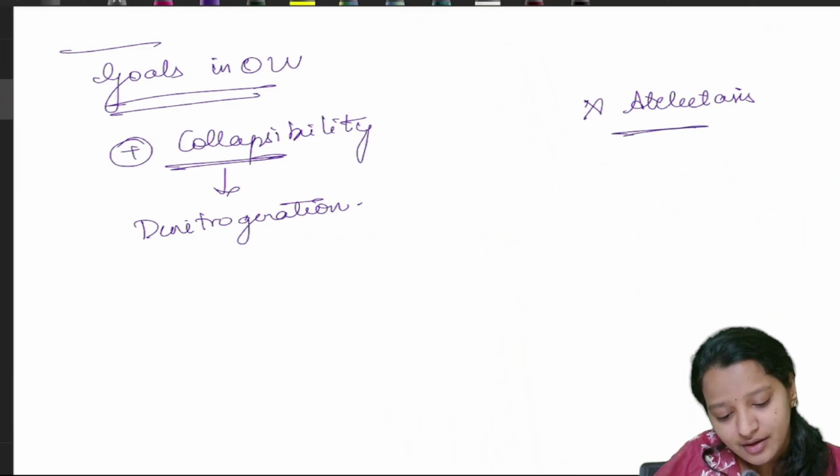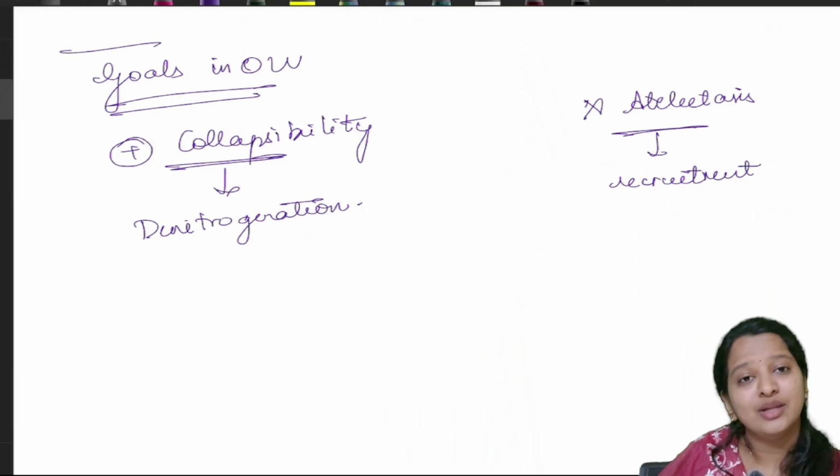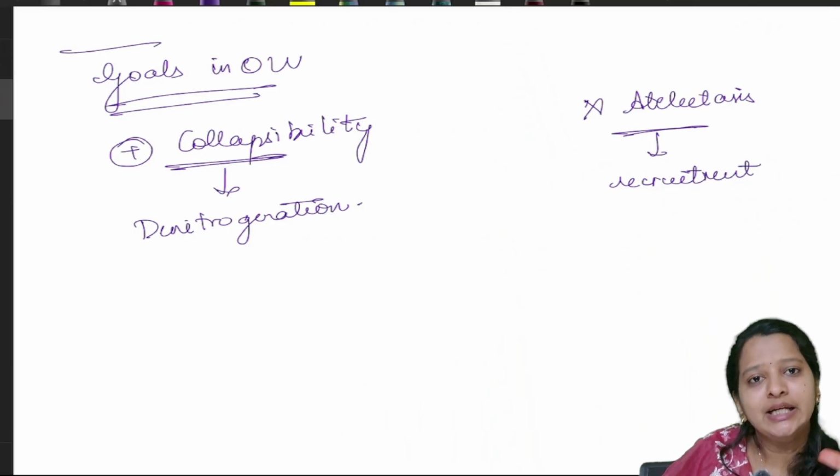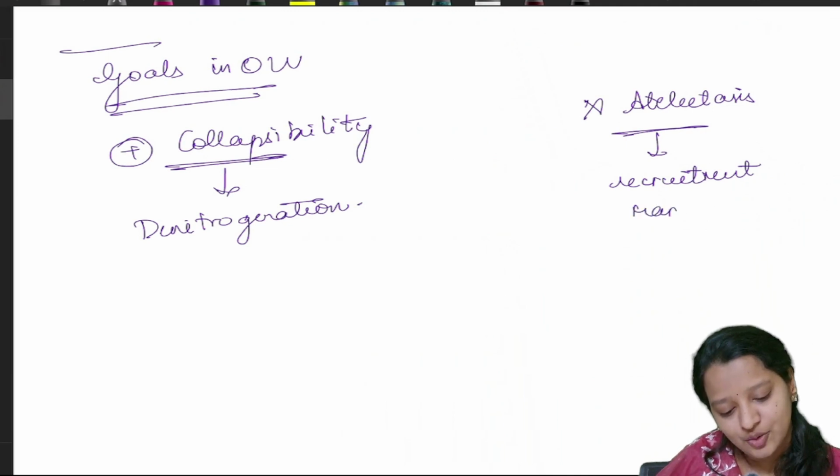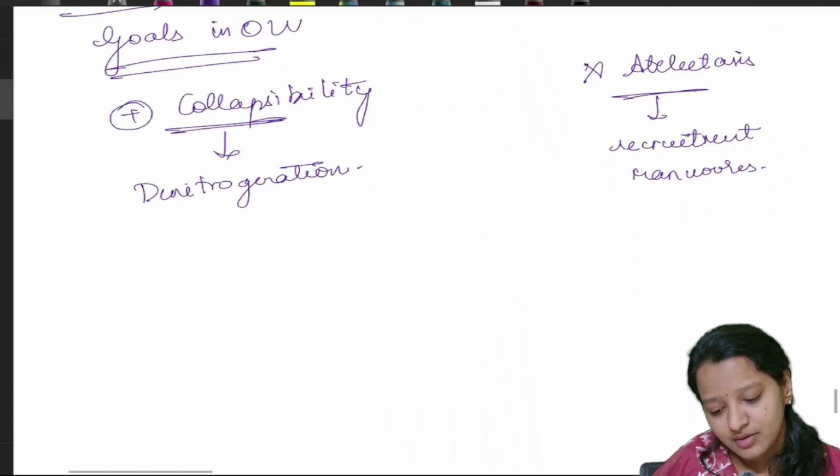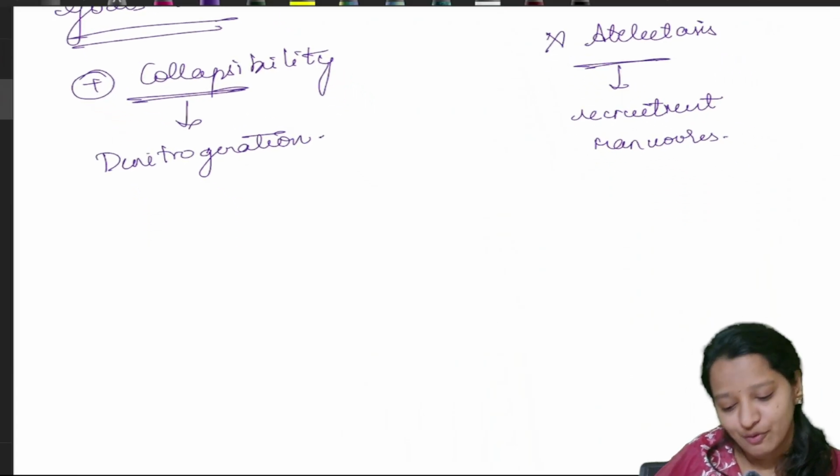And here we have to go for recruitment maneuvers so that the ventilating lung will not have atelectasis. So we know the goals of one lung ventilation now.